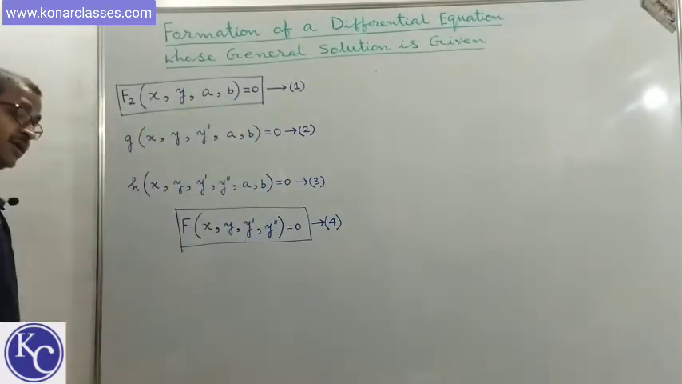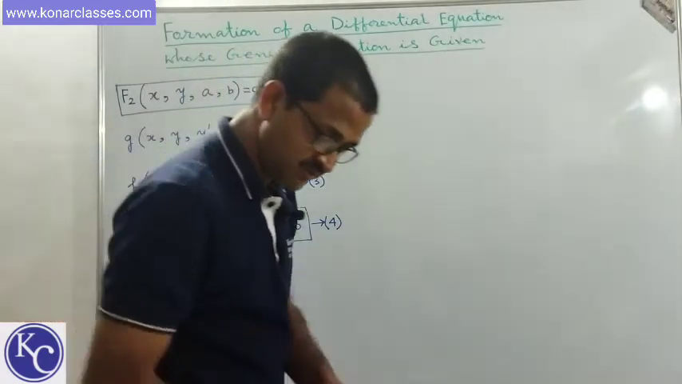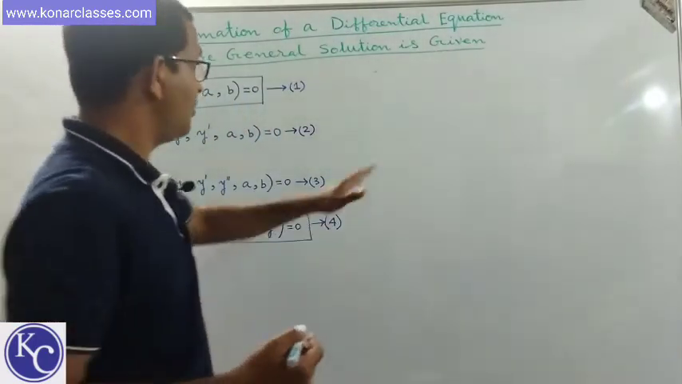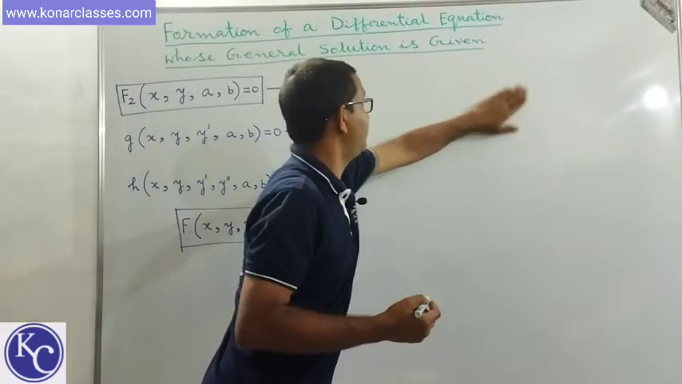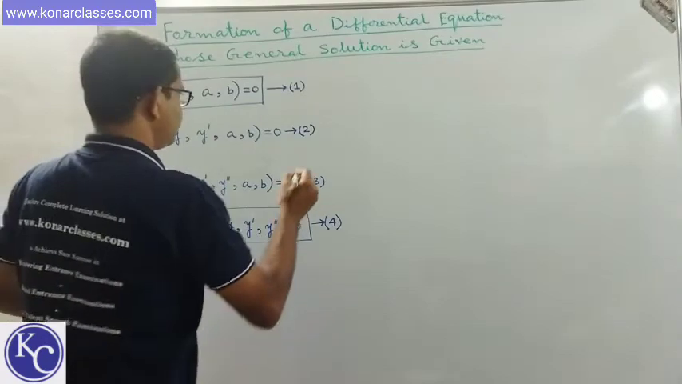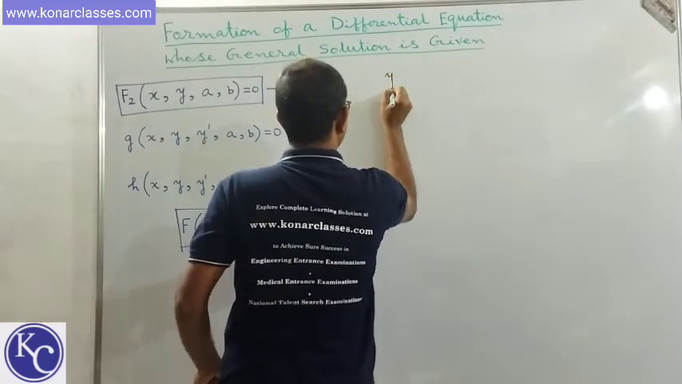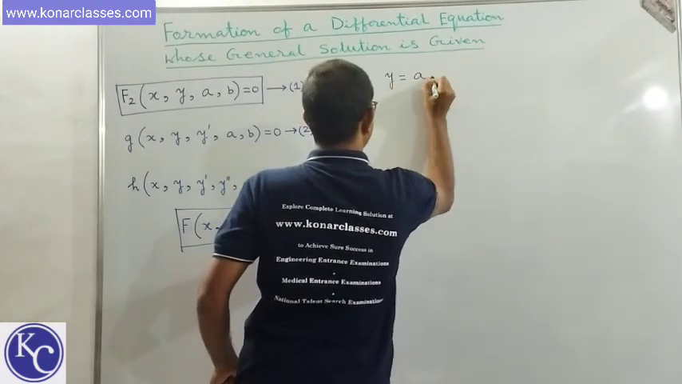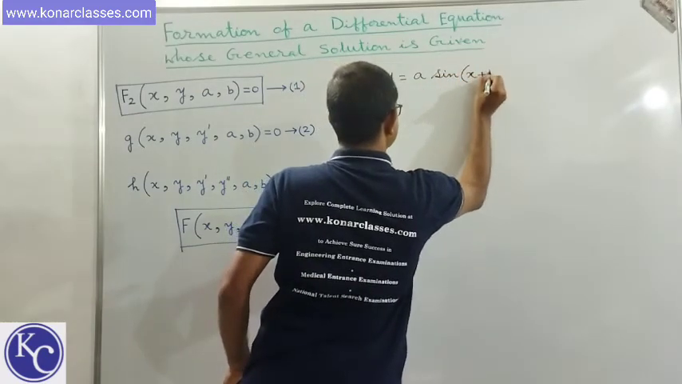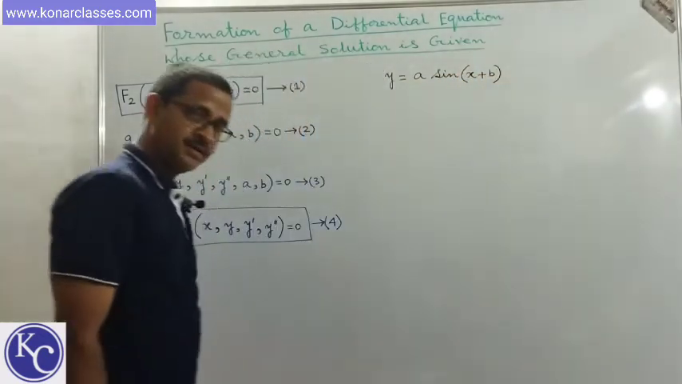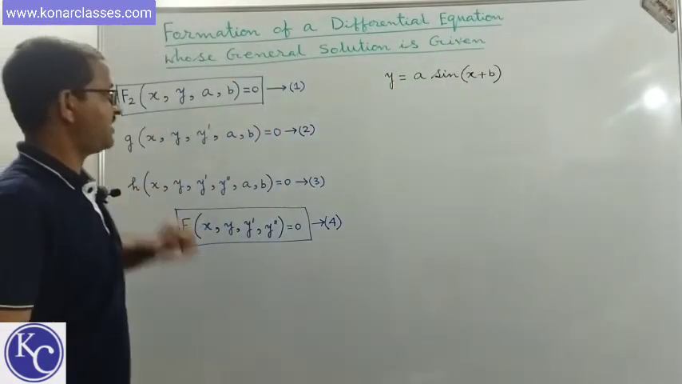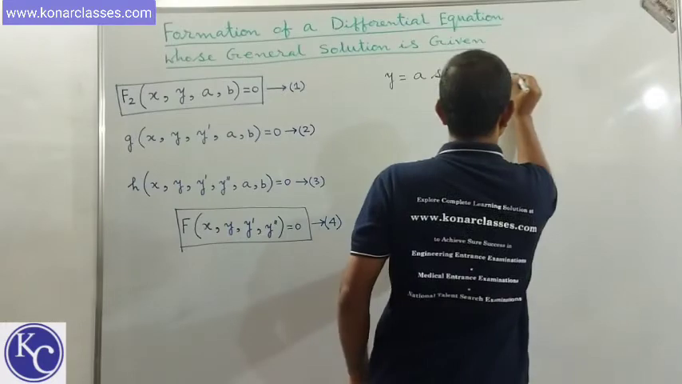Correct? Now let's take an example, because again this is very theoretical. If we take an example, we can make one correspondence to understand this procedure very well. So let's take an equation something like this: y equal to a sin(x + b). Now this has two arbitrary constants like this. So as if this is equation number 1.